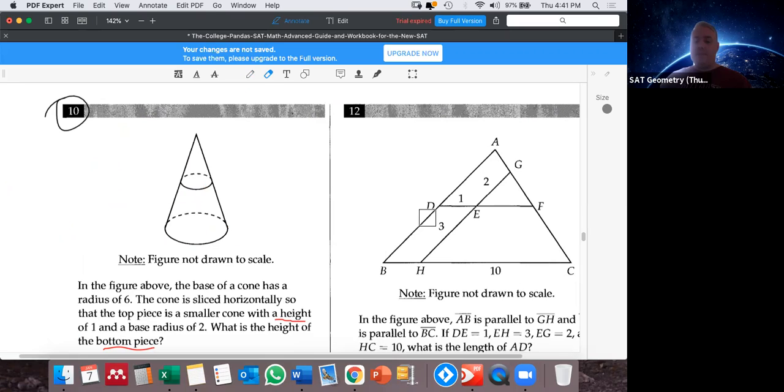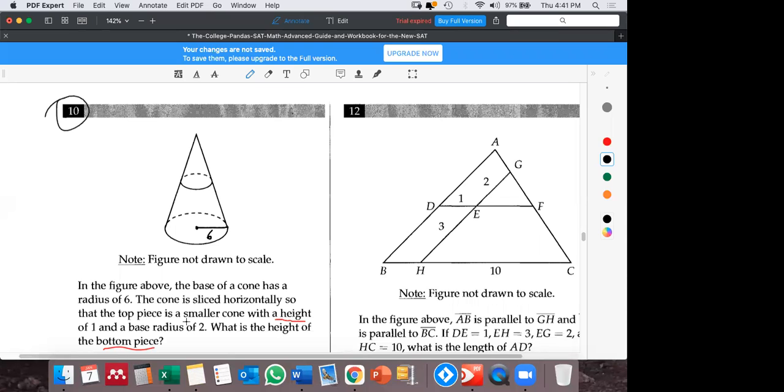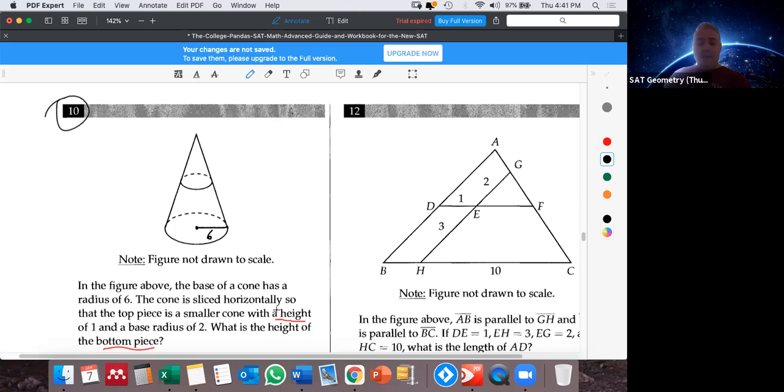from the beginning. So, first of all, in the figure above, the base of the cone has radius 6. So, base means from the center, here 6. Is it okay or not? Tell me yes, no. Yes. And then the cone is sliced horizontally. So the top of the piece is a smaller cone. So he's talking about this part.